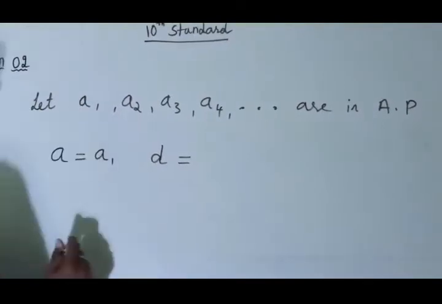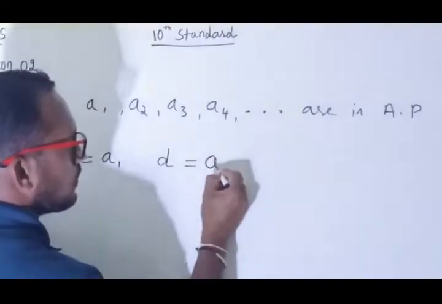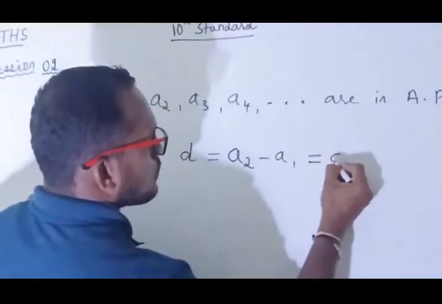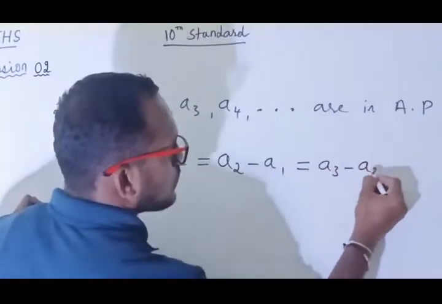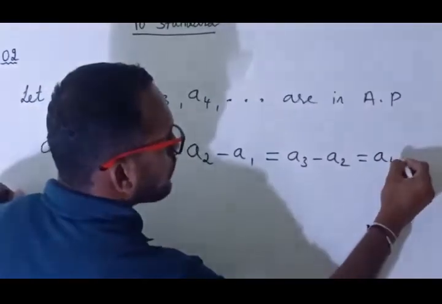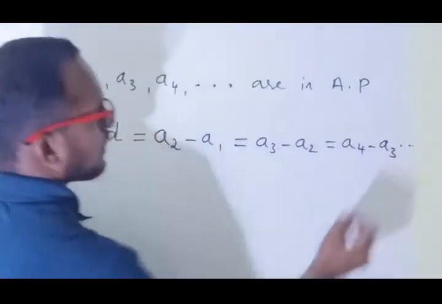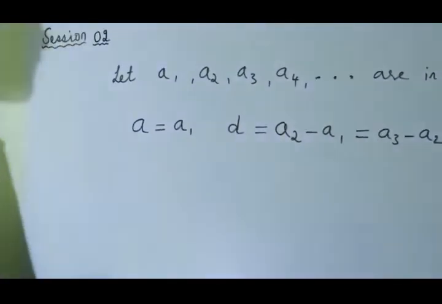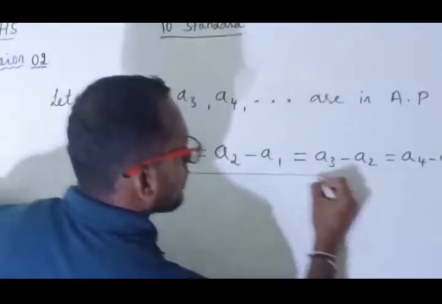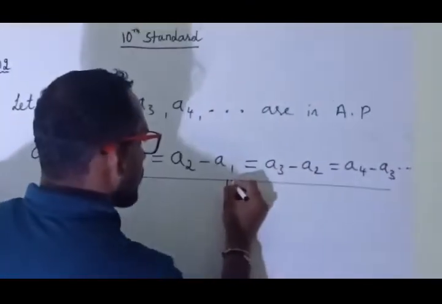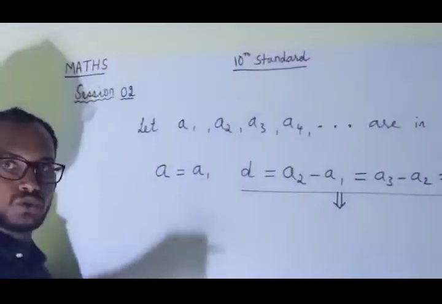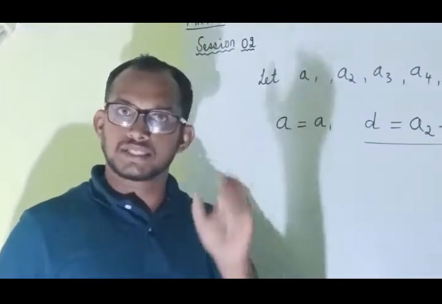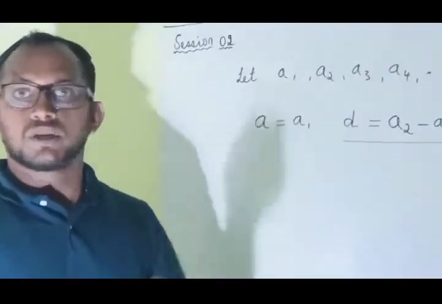The common difference can be found by taking a term and its preceding term, that is D is equal to A2 minus A1, that's also equal to A3 minus A2, is equal to A4 minus A3, and keep continuing. So that's how we can find a common difference. So what is the main use of common difference? Remember that the common difference is a tool to identify whether the given sequence is an AP or not.